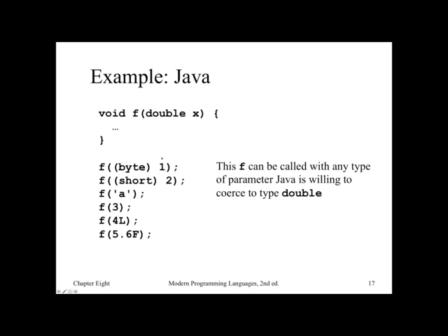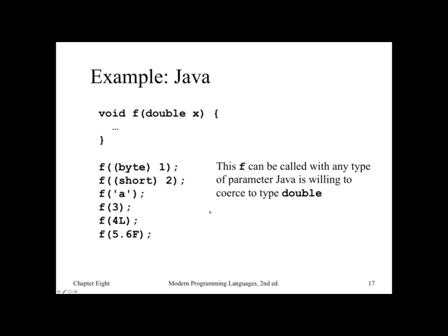Java goes, that's all right. I can turn a byte into a double. I can turn a short into a double. I can turn the character A into a double. I've got the integer 3. I've got a long. I've got a float. I can turn them all into doubles, it turns out, and Java's willing to do it. And that's kind of cool, right? But there's some of them that make you kind of go, whoa, what about that?